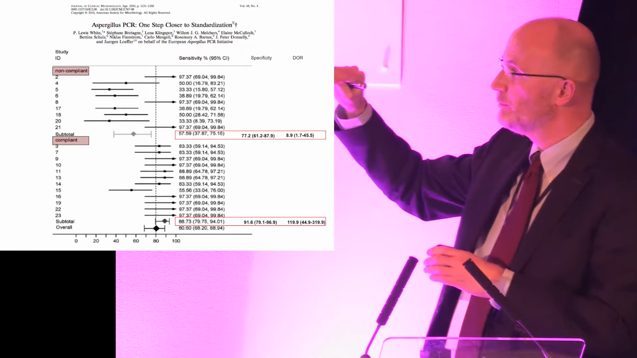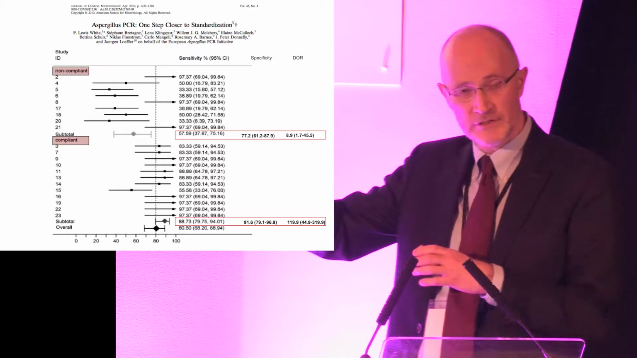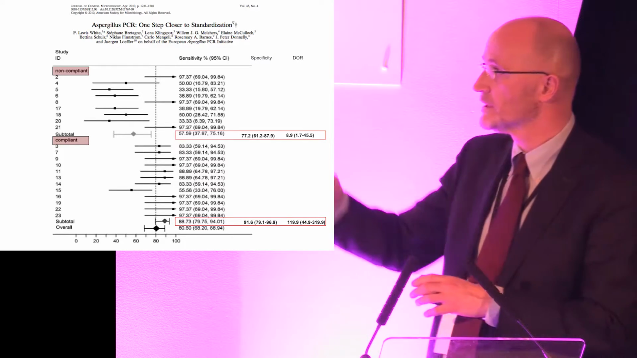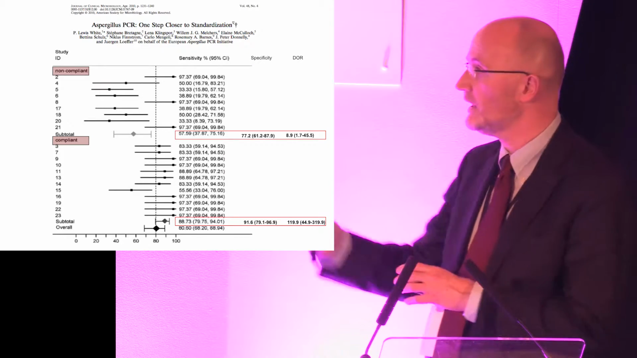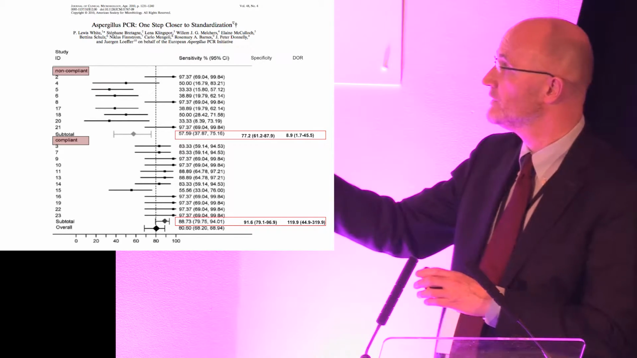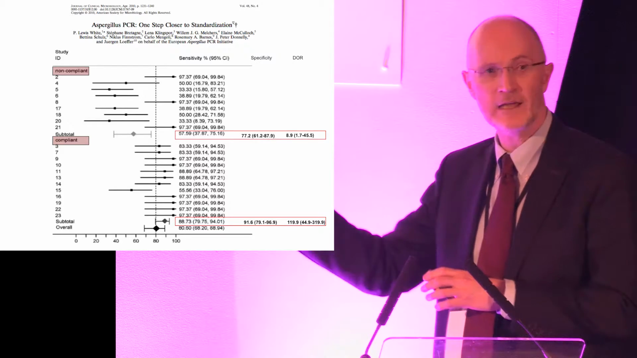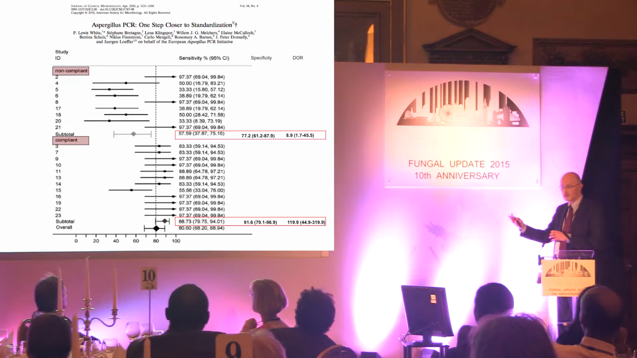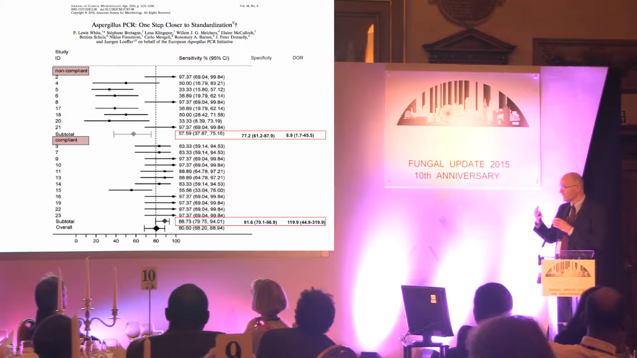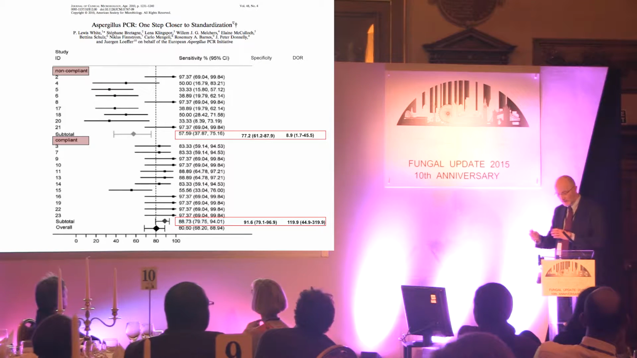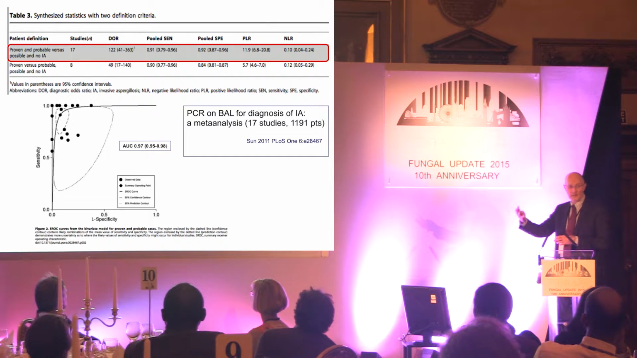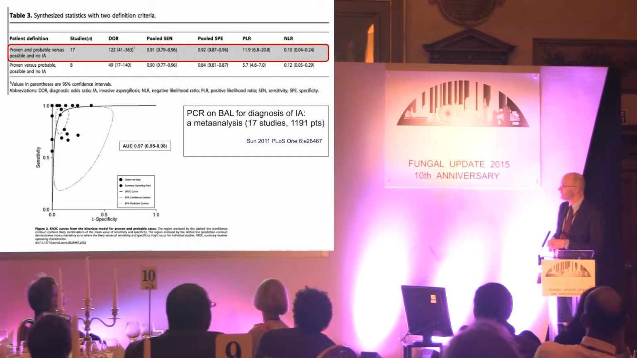And if you compare the performance of centres that use assays that include these basic recommendations against the centres that are non-compliant, then the difference in sensitivity and diagnostic odds ratio is highly significant. Specificity is numerically better, although that wasn't significant. So it's quite clear that by taking some simple steps, you can develop PCR assays that actually have a very good performance. And again, PCR, like galactomannan, has been used in BAL fluid.